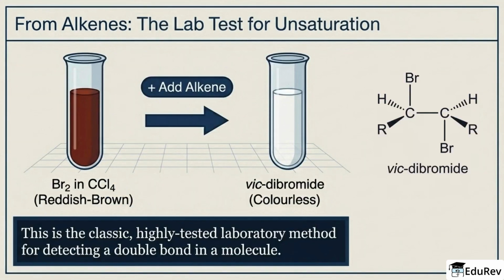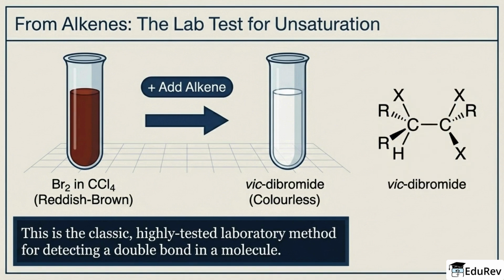There's also a simple lab test linked to alkenes. Bromine in carbon tetrachloride is reddish-brown. Add an alkene, and the color disappears as a vicinal dibromide forms. That color change is the signal for unsaturation. It's a small detail, but it appears regularly in objective questions.